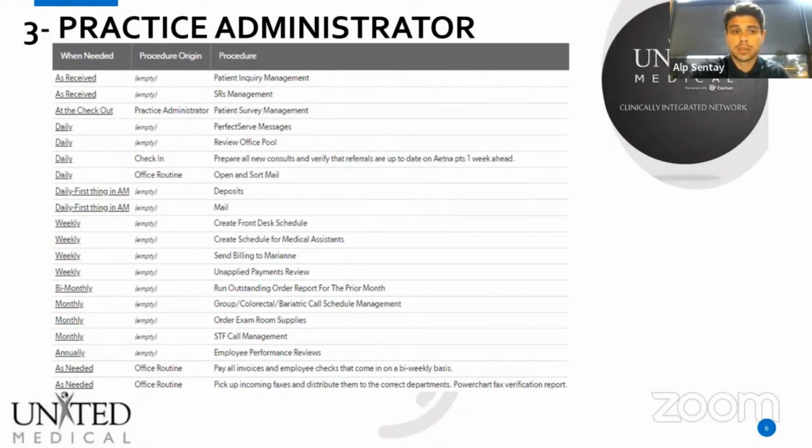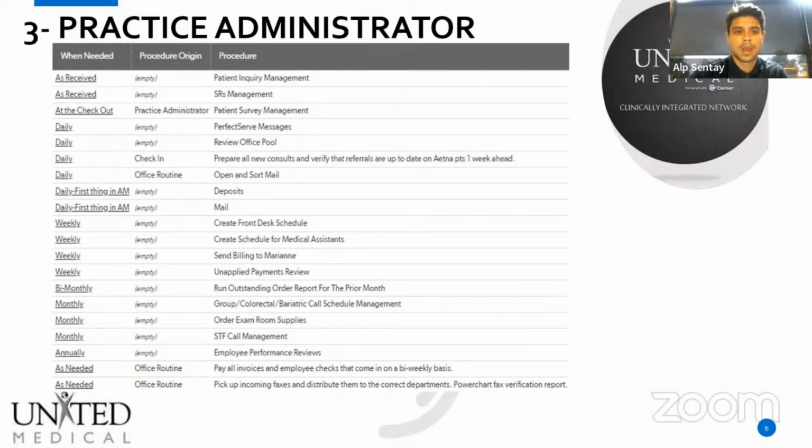So the practice administrator actually needs to be looking at the patient inquiries as they receive. If the patients are inquiring about a balance on their account, for a no-show fee, for a cancellation fee, they need to be reviewing those. And then at the checkout, they need to be managing the patient surveys.